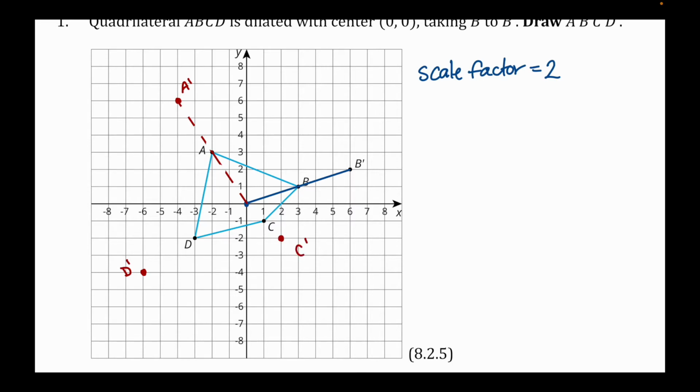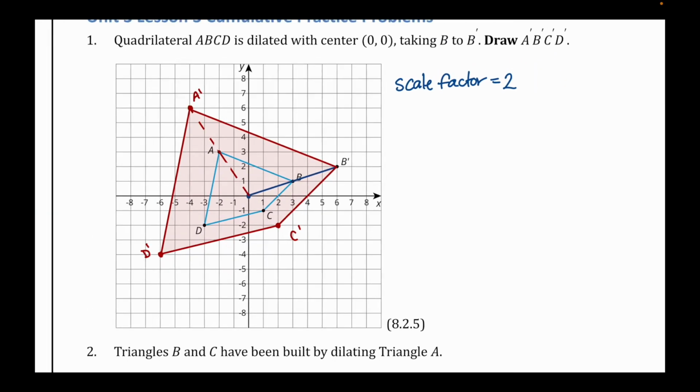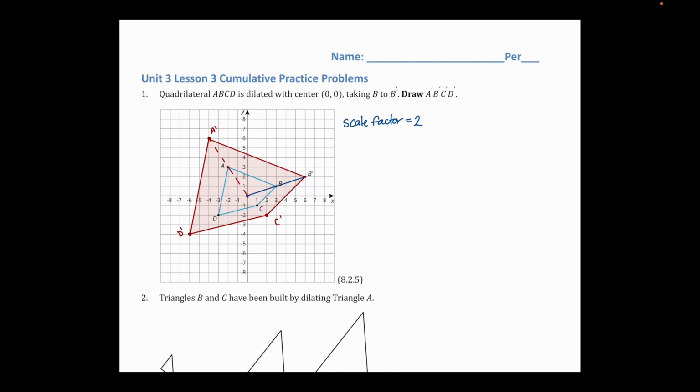Now I want the whole shape, so I have to draw the whole thing. I am going to connect all of my pieces together. You would do this with a ruler. I don't really have a ruler on my iPad. I just allow it to snap things to straight lines for me. So that's what I'm working with. And it may make things a little bit interesting later on, but that filled in shape is my new quadrilateral. So A prime, B prime, C prime, D prime.